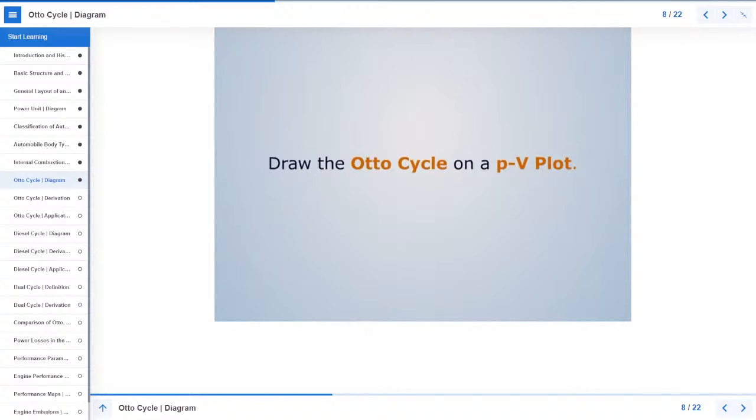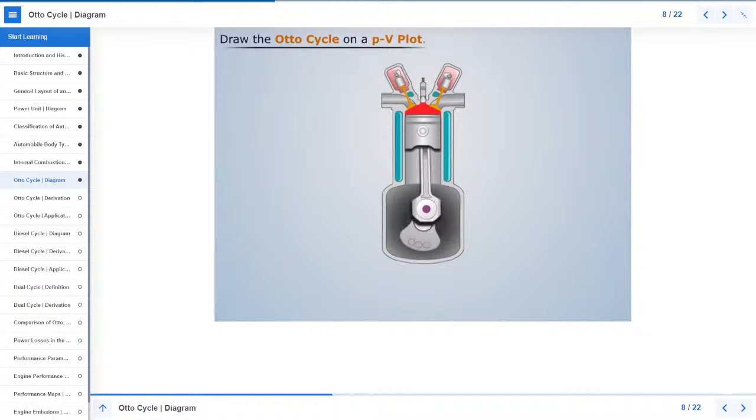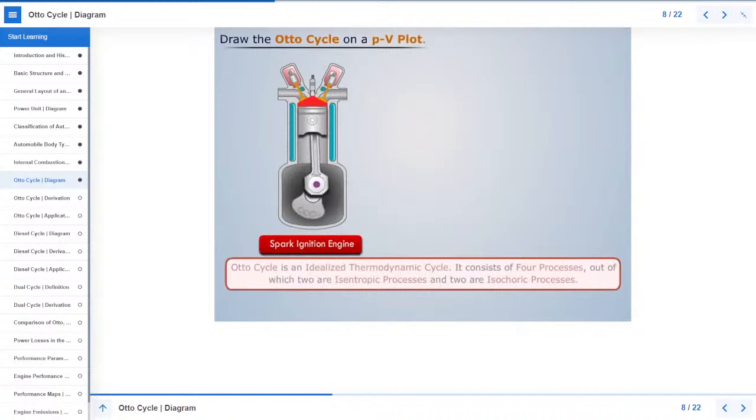Draw the Otto cycle on a PV plot. Let us first understand what an Otto cycle is. An Otto cycle is an idealized thermodynamic cycle.